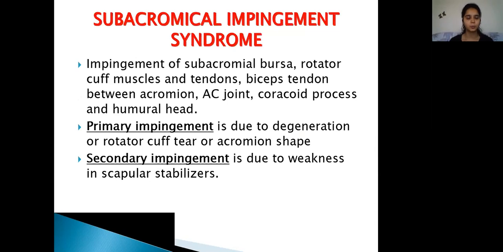Subacromial impingement syndrome, where there will be impingement of the subacromial bursa, the rotator cuff muscles, tendons, and the biceps tendon, which will be between the acromion, the acromioclavicular joint, coracoid process, and the humeral head. Now there are two types of impingement: primary and secondary. Primary impingement is generally due to degeneration, rotator cuff tear, or change in the acromion shape, or it might be congenital. Secondary impingement is due to weakness in scapular stabilizers.